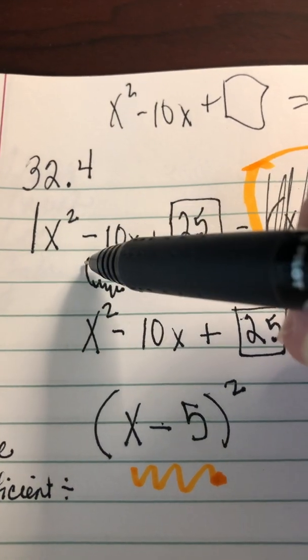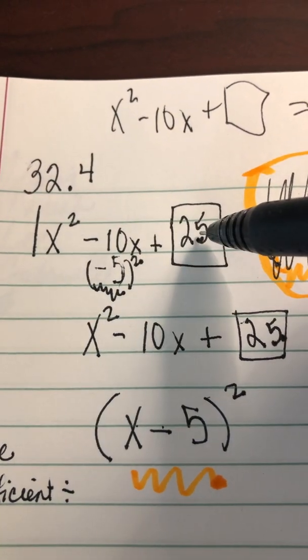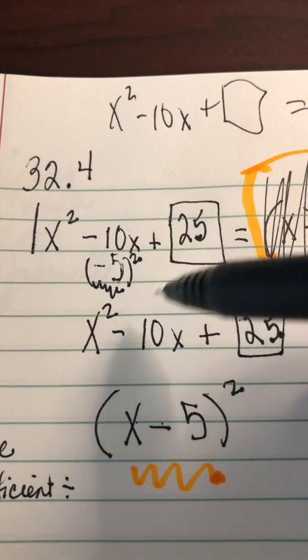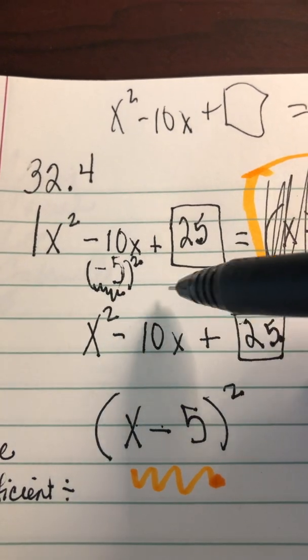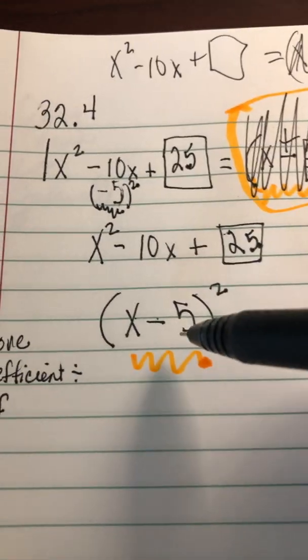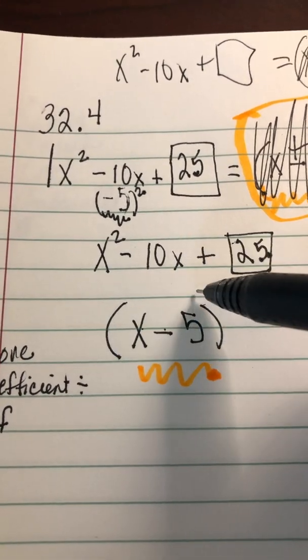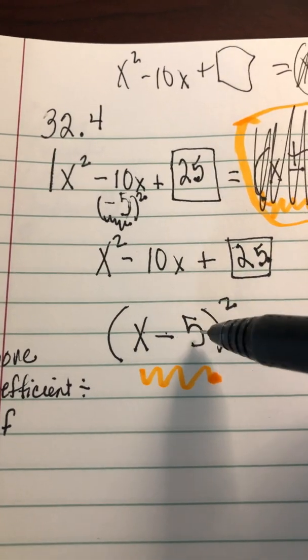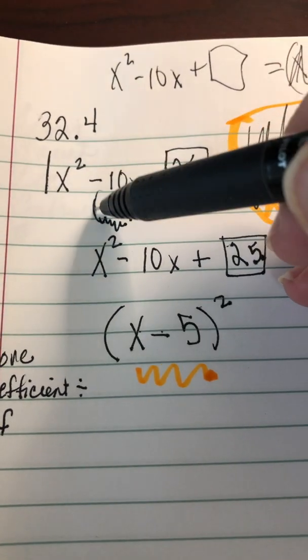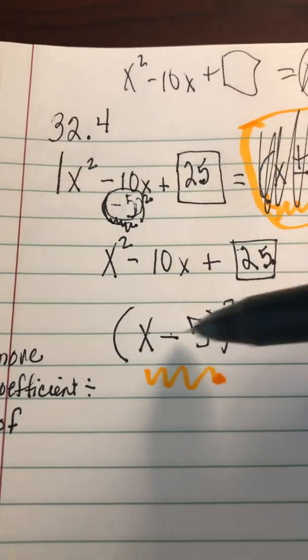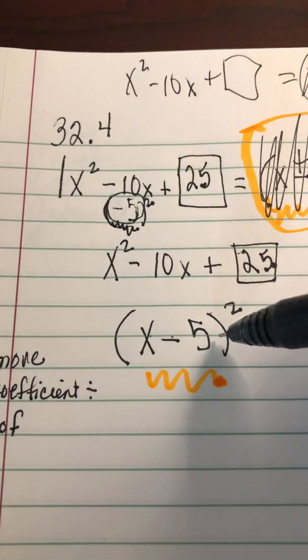So half of negative 10 is negative 5. You square it, that's positive 25. So now you have x squared minus 10x plus 25. And when you factor this, it's going to be x minus 5 squared. This is the number we're going to put in there when we factor it. It's half of the middle term.